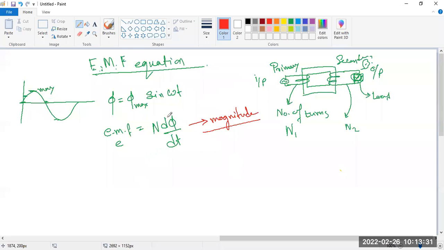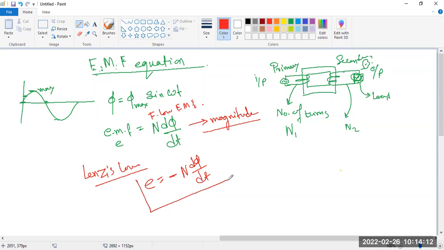Okay, this is the equation, but it also has a direction. So what is the direction? The direction is given by Lenz's law. This is given by Faraday's law of electromagnetic induction, and this is Lenz's law. Lenz's law says that it opposes the source from which it is generated. The direction is opposite. So the EMF is given with one minus sign. So the generalized equation is minus d phi dt.